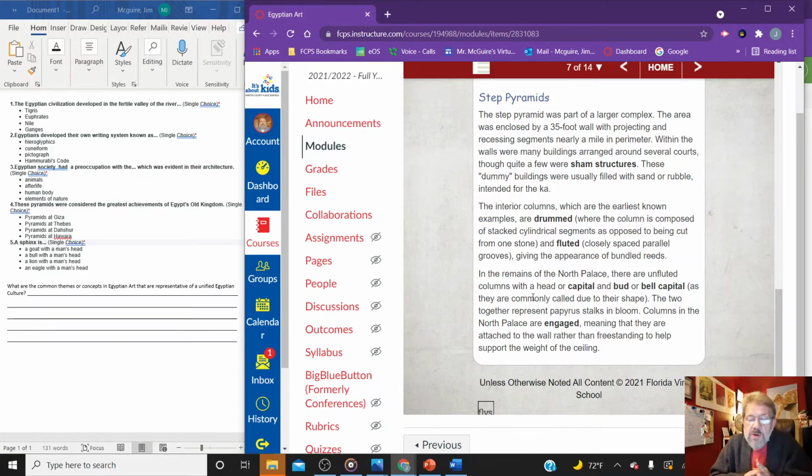Columns in the North Palace are engaged, meaning they are attached to the wall rather than freestanding, to help support the weight of the ceiling.